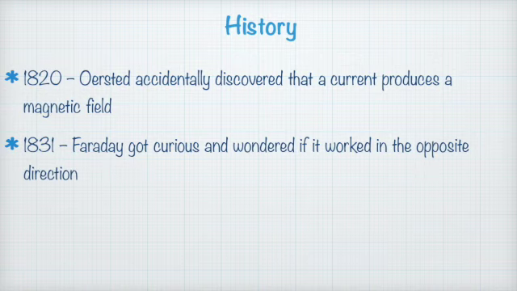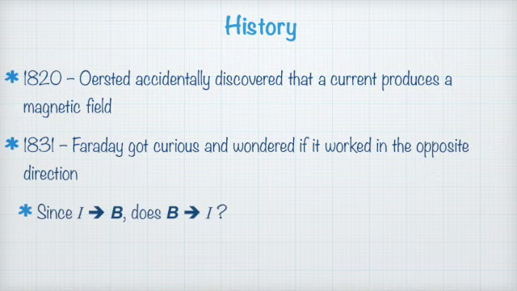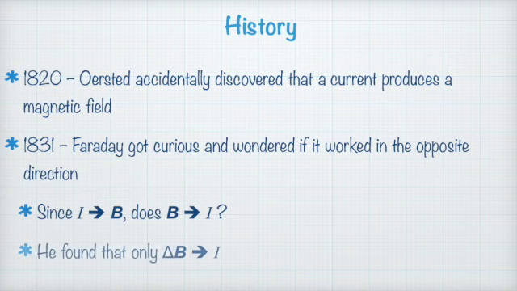About a decade later, Faraday got curious about this and wondered if it worked in the opposite direction. What he wondered was, well, if a current can produce a magnetic field, does a magnetic field produce a current? And so he did some experiments, and what he found was it wasn't exactly that. What he found was that only a changing magnetic field would produce a current.